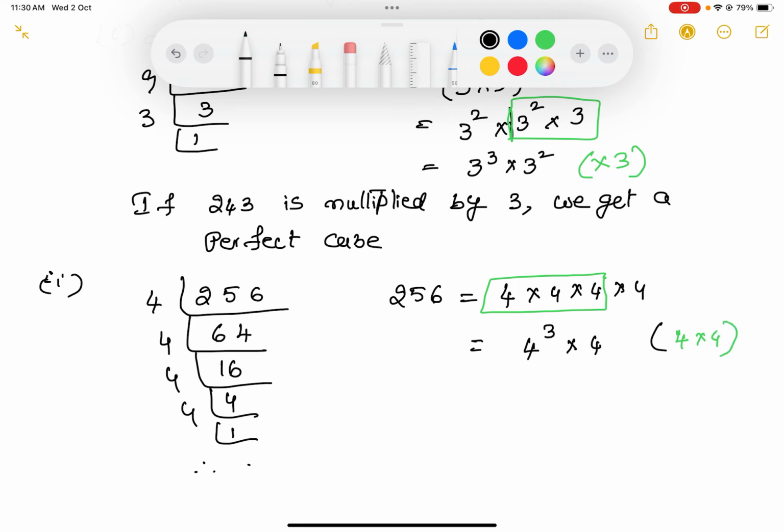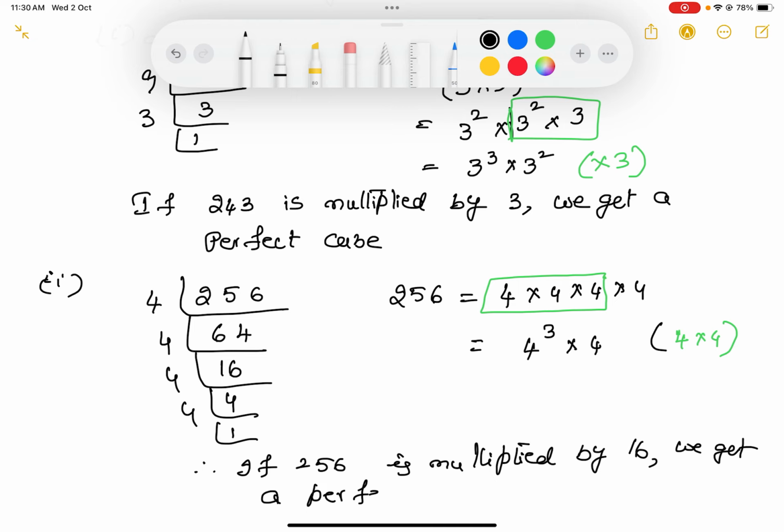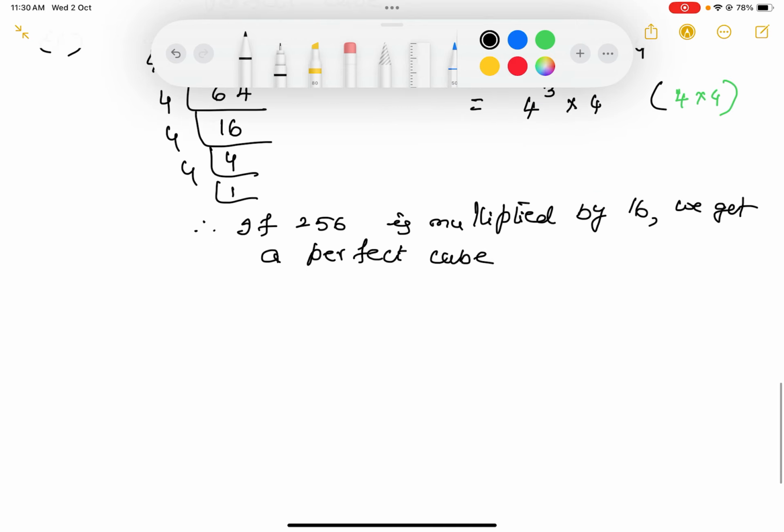So therefore, if 256 is multiplied by 16, this is the smallest number by which you multiply, we get a perfect cube. I hope you could understand this. So let us now see the third one in this exercise.